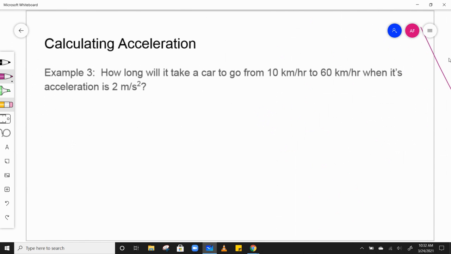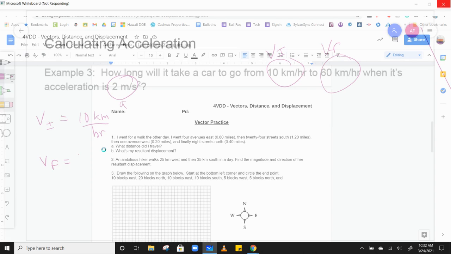Okay, next one. Example 3. How long will it take a car to go from 10 kilometers an hour, initial velocity, to 60 kilometers an hour, final velocity, when its acceleration is 2 meters per second squared? Okay, so here we have the initial velocity is 10 kilometers an hour. Our final velocity is 60 kilometers an hour.